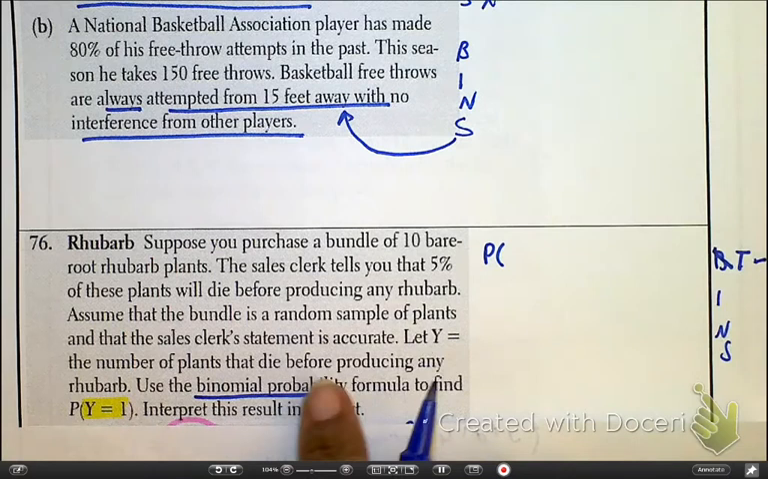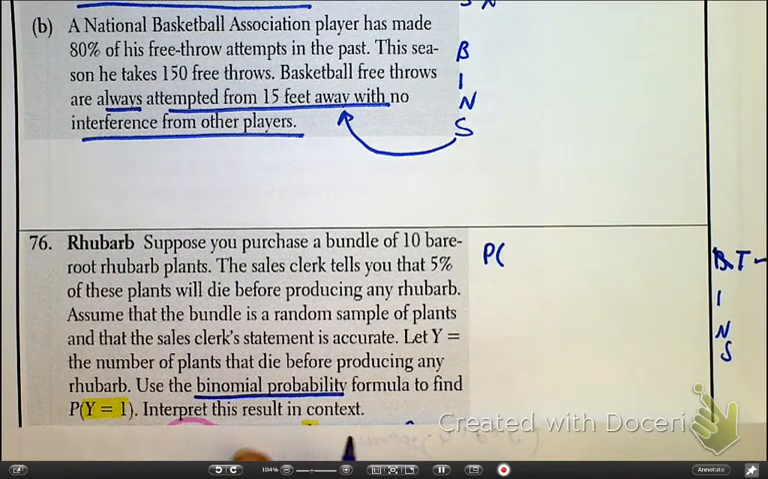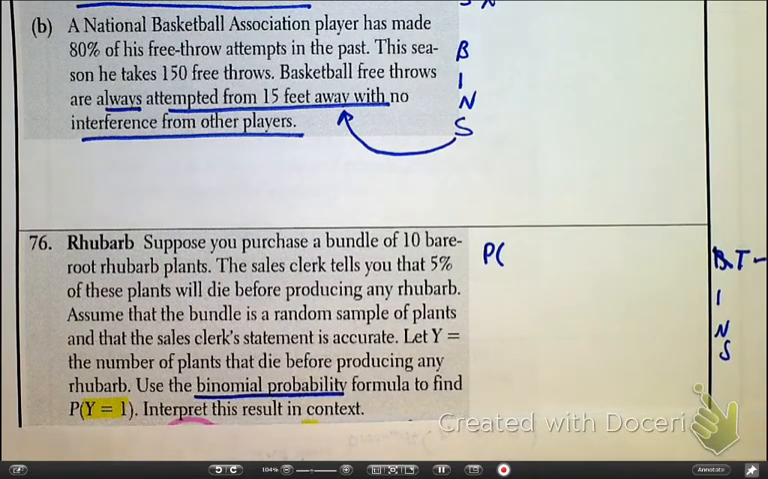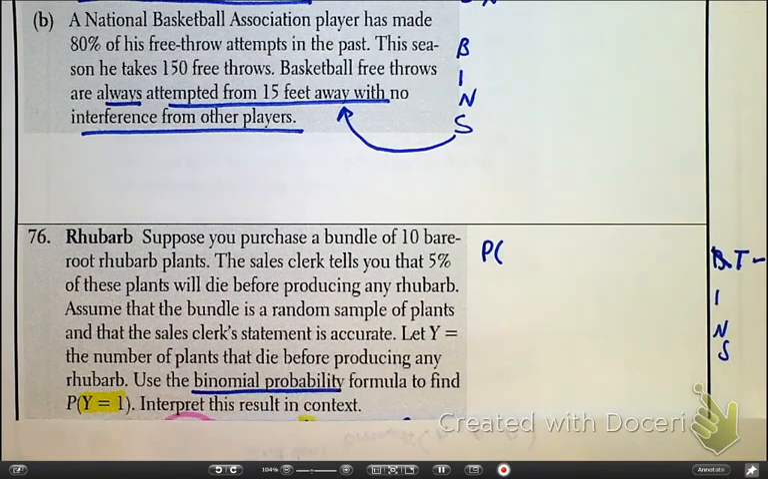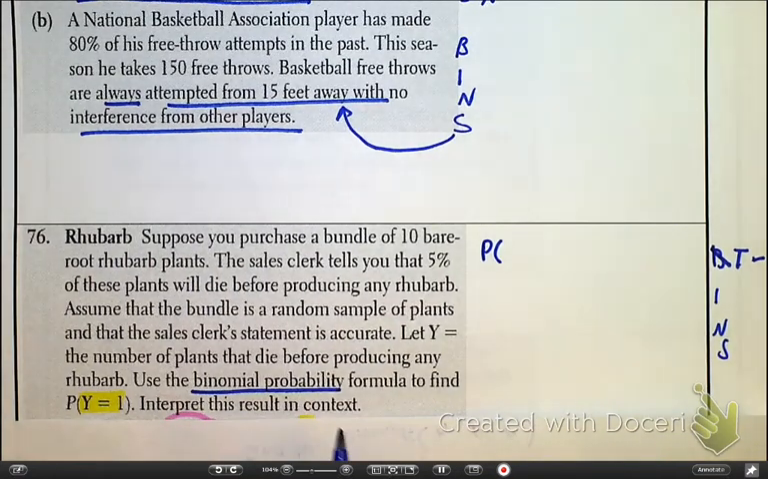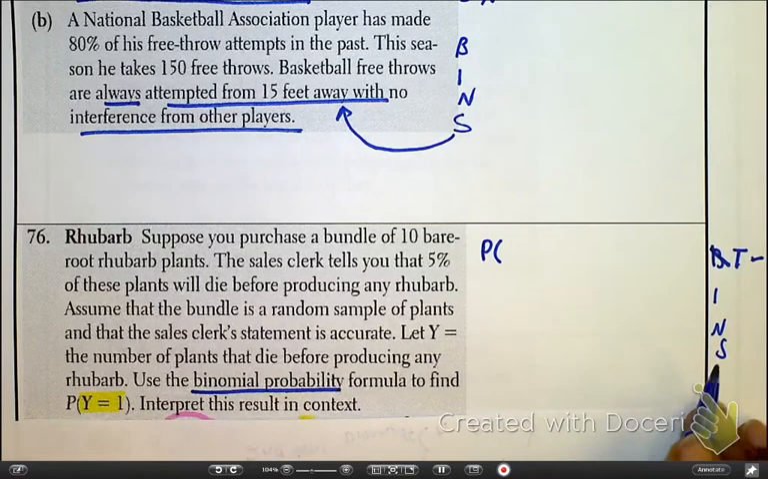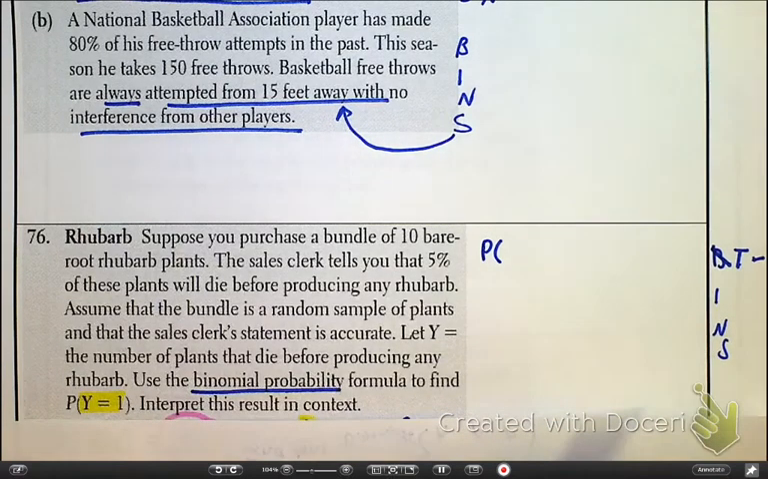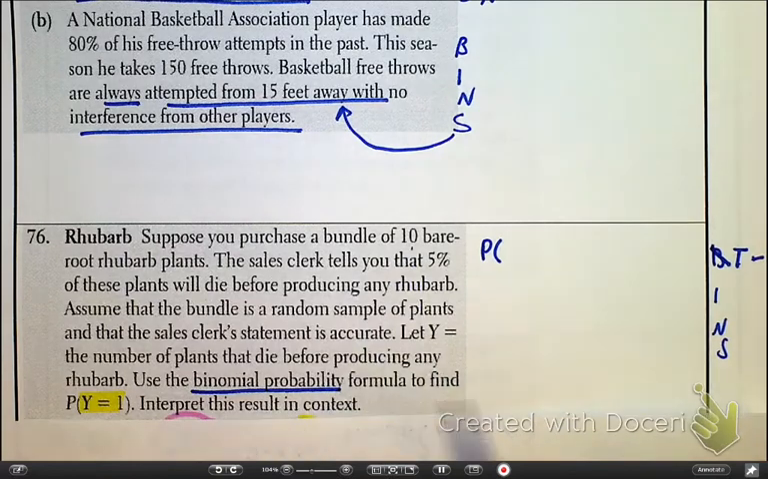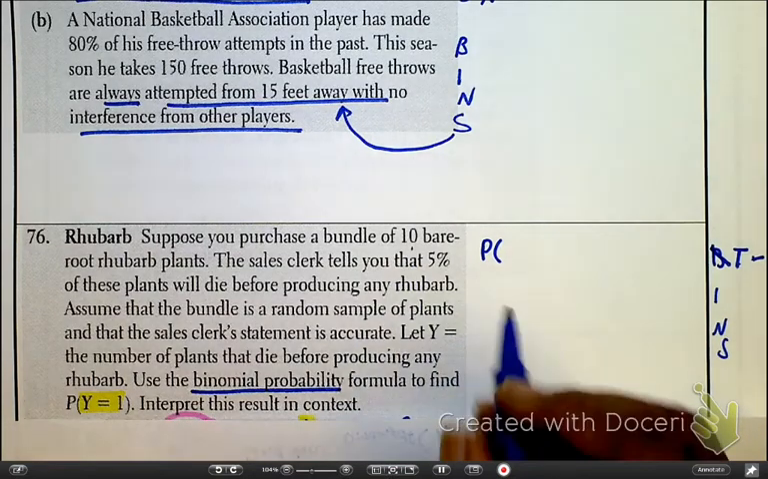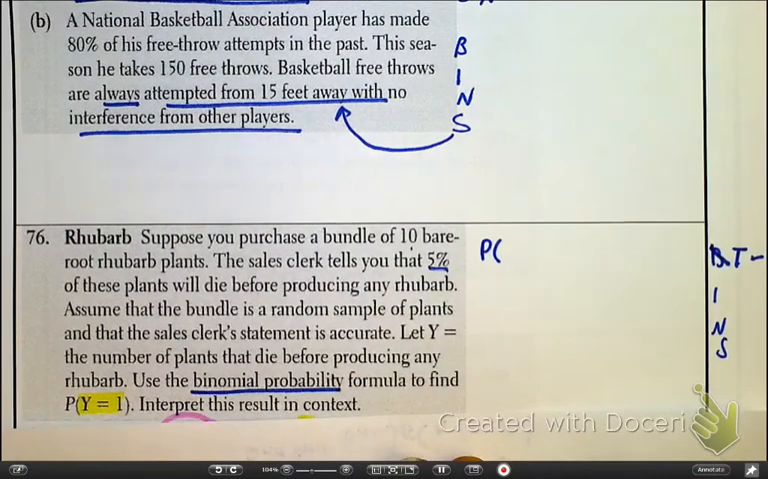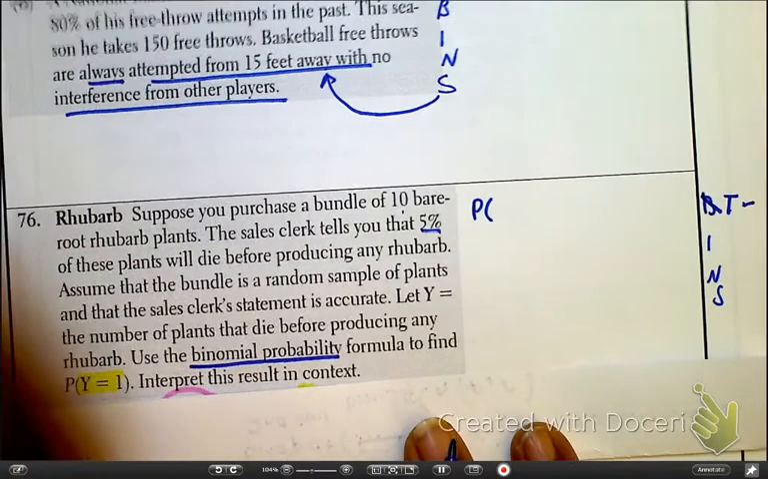Okay, they are independent because one plant's death is not affected by the other. And as I said in class today, that's kind of questionable, same soil, etc. But they told us it was binomial, so I'm going with it. Fixed number of trials, the fixed number of trials here is 10. And then your S, your probability of success, and in this case, success is the death of the plants, is 5%. Please remember, success is not always positive.